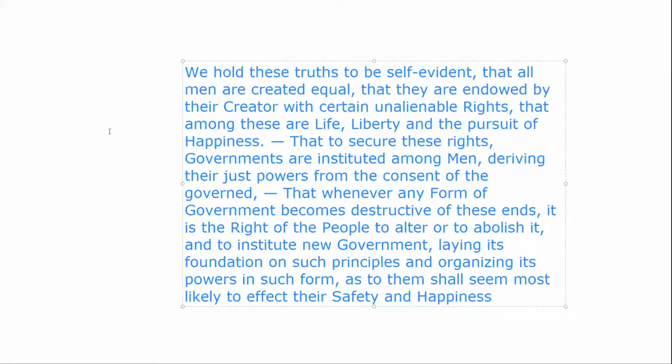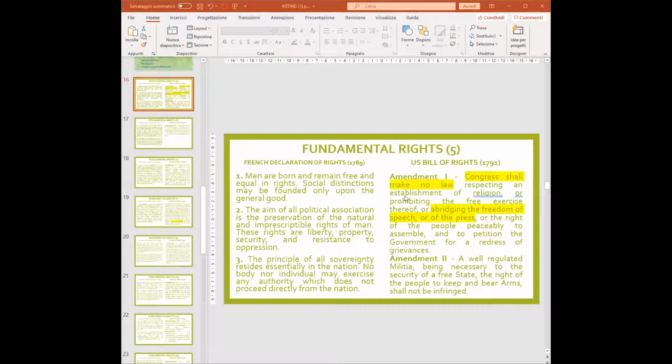So just look at this for a moment, and then let's go back to Articles 1, 2, 3 of the Declaration. Men are born and remain free and equal in rights. The aim of political association is the preservation of the natural and imprescriptible rights of man: liberty, property, security, and resistance to oppression, and the principle of sovereignty. So just to point out, they are in different texts, the Declaration of Independence in the US and the Declaration of Rights of Men and Citizens in France, but you see the principles are similar.